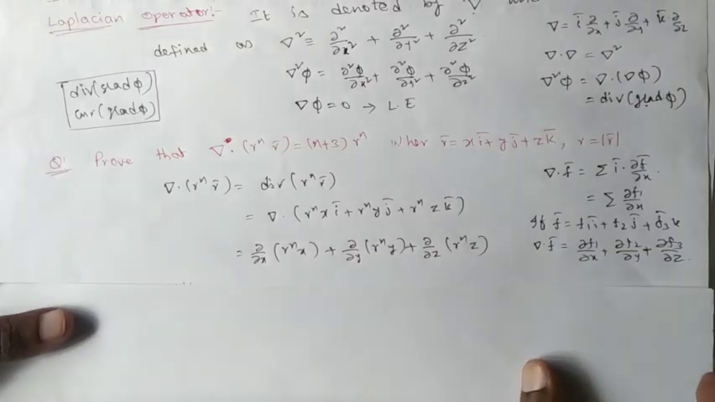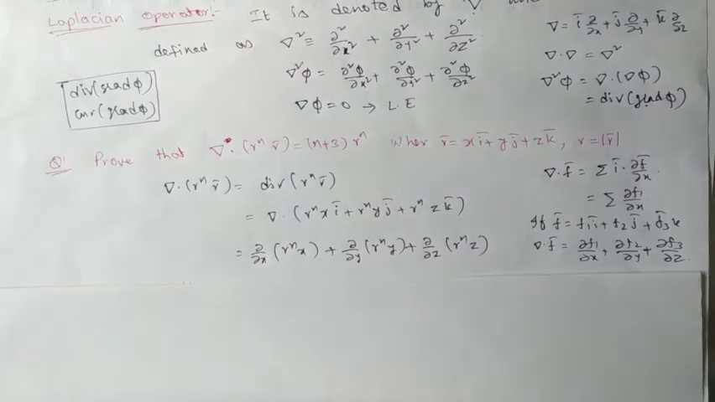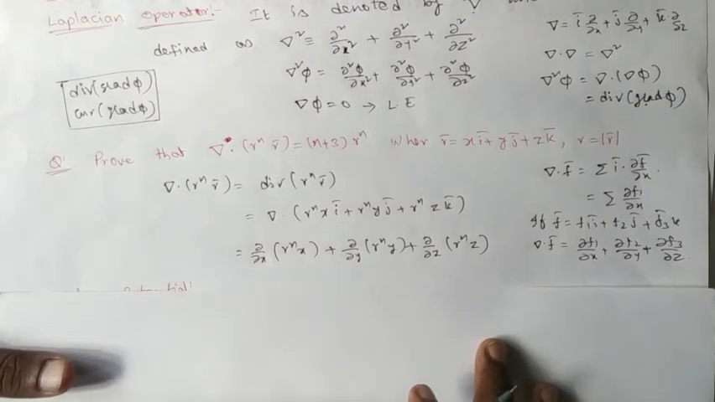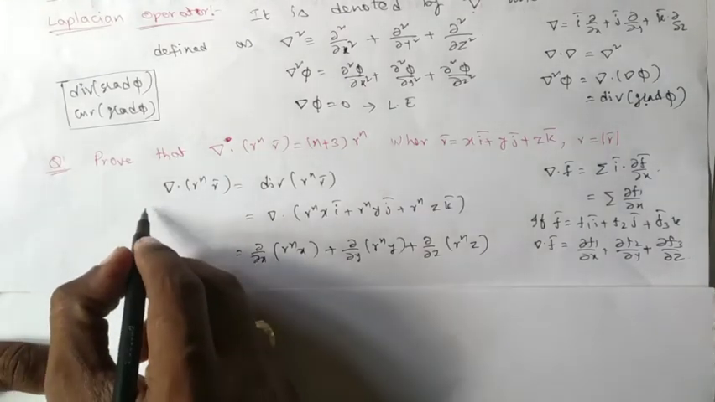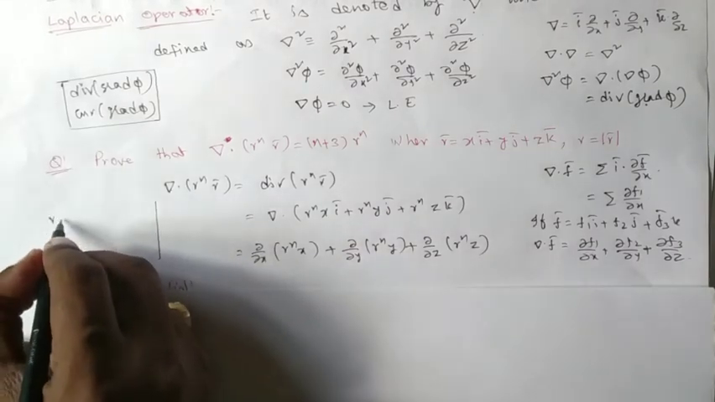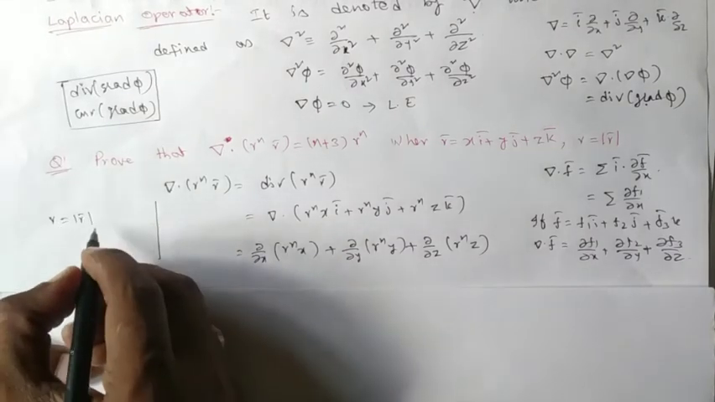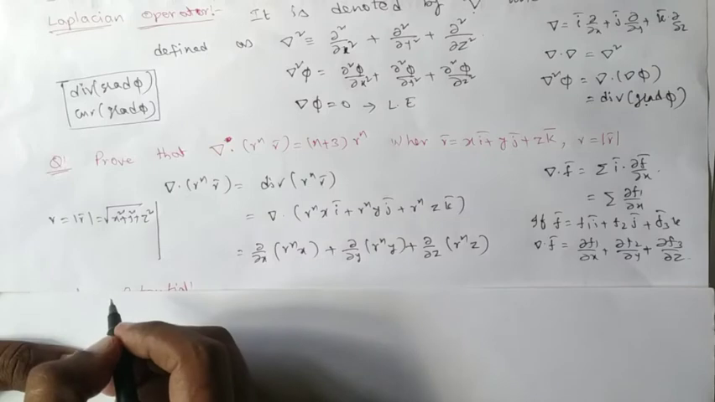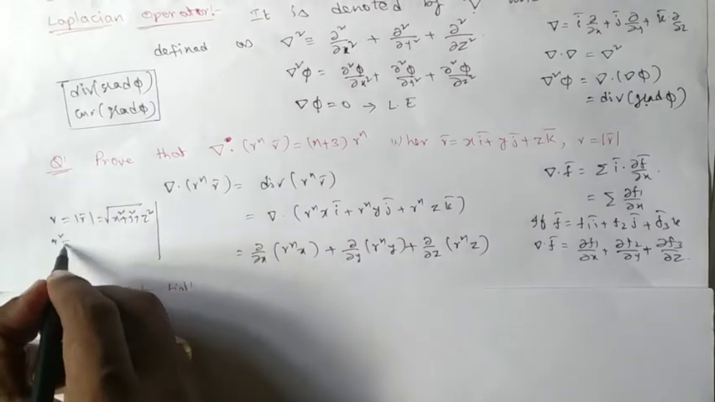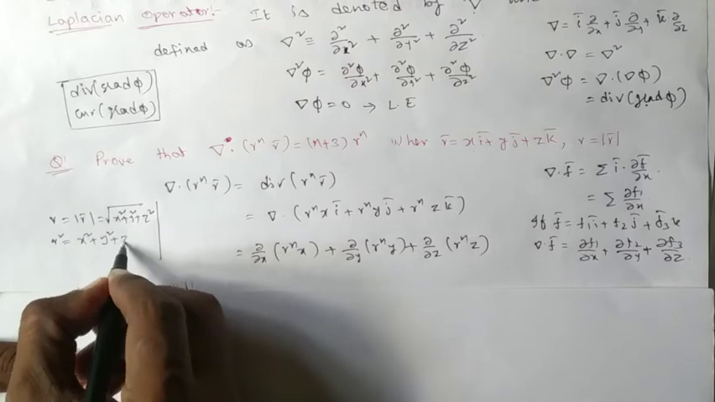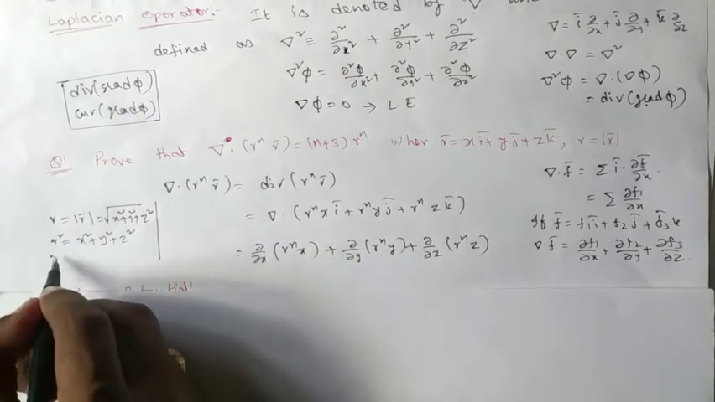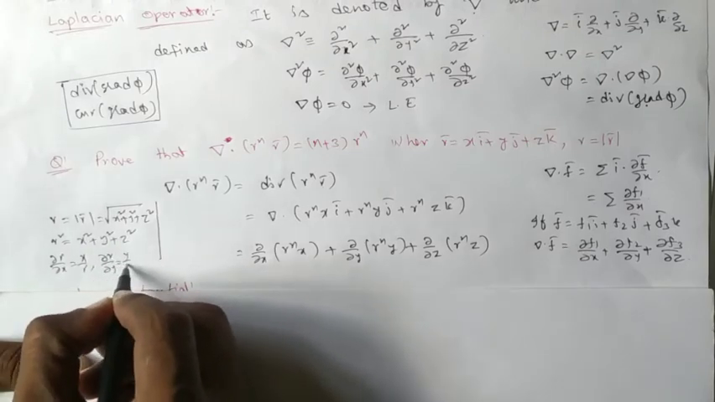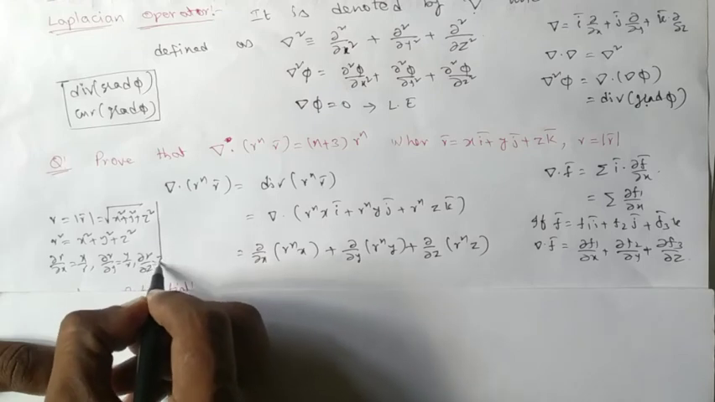Now I give you the things which are already used in the previous problems. The thing is that r equal to magnitude of r bar, which is square root of x square plus y square plus z square, isn't it? So when you take r square, it is x square plus y square plus z square. And if you recall, we know dou r by dou x equal to x by r, dou r by dou y equal to y by r, dou r by dou z equal to z by r.